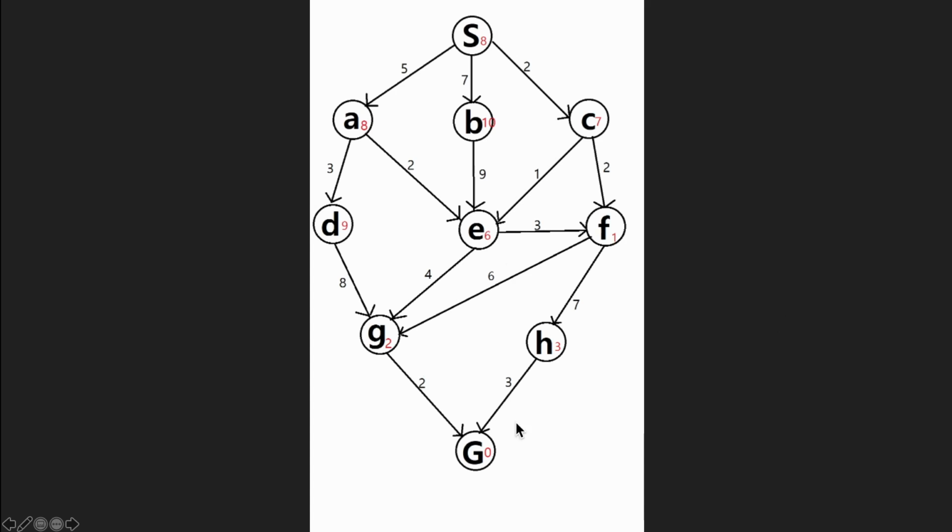We have our start and goal node, and these red numbers are those are the calculated heuristic values from h of n. These are costs on the edges, but we don't care about those. The algorithm is not going to look at those at all.